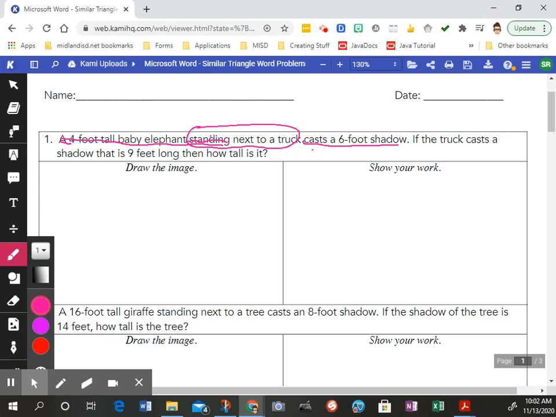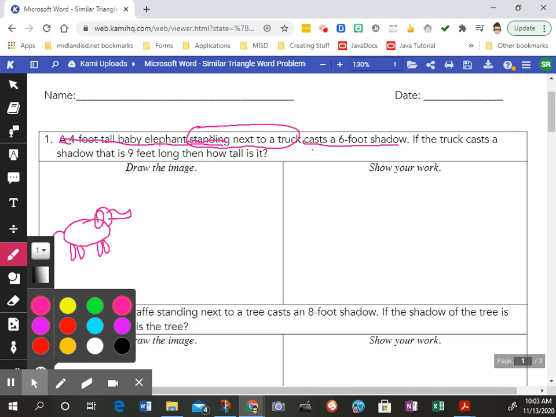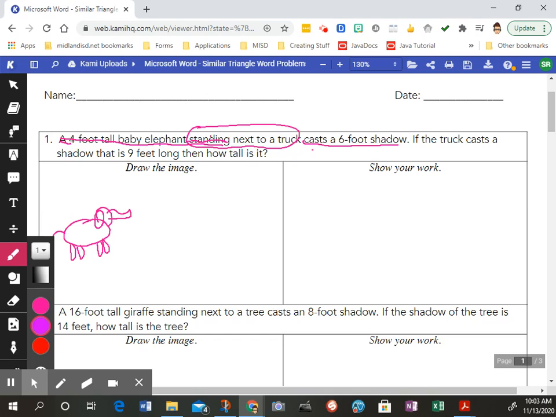So I've got an elephant. I'm going to see if I can draw an elephant. Here's the elephant. There's one leg, one leg, one leg, one leg. Here's the head. Here's the ears. And here's the snout. And it's not too bad. Can't forget the tail. There we go. So now I've got a baby elephant, and it casts a shadow. I'm going to use purple for shadow. Casts a 6-foot shadow. So there's my shadow.